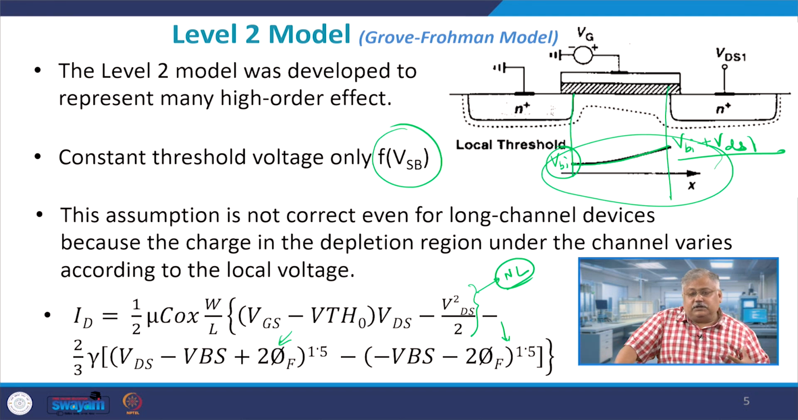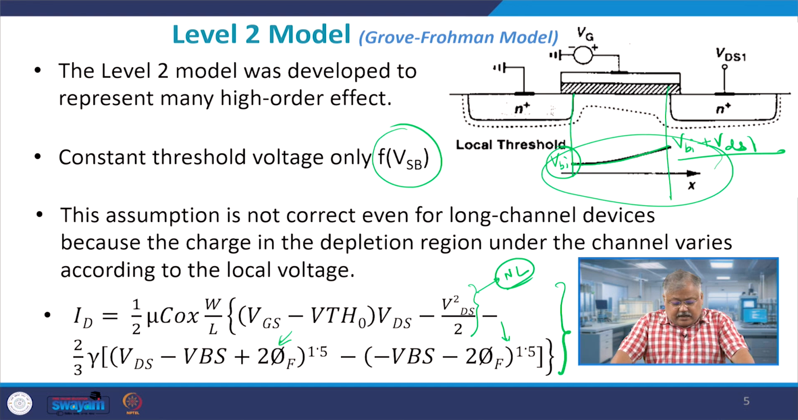You will ask me how this happens. If your VBS or VSB varies, the amount of charge in the inversion layer will go on changing, and therefore, to carry the same amount of current, you possibly require a larger or smaller gate voltage, as the threshold voltage changes. When the threshold voltage changes, the saturation current will also change, because you remember it is VGS minus VTH whole square. So, if the threshold voltage lowers, you will get a larger current for the same amount of gate voltage, right.